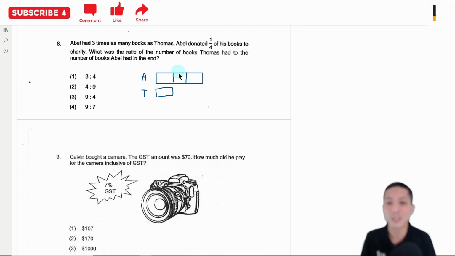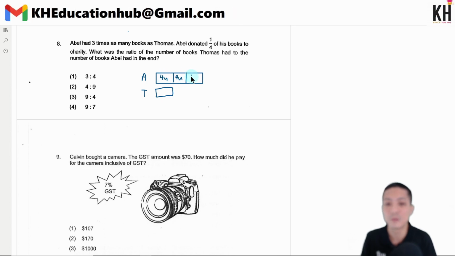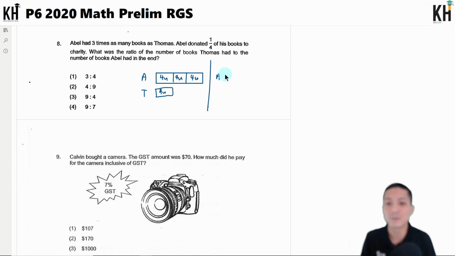So if I'm gonna cut this into a quarter, it's gonna be a bit messy. So what I'm gonna do is I'm gonna change it. I'm supposed to cut it into 4. So instead of cutting it into 4, I'm gonna write a 4 unit, 4 unit, 4 unit inside. Okay, 4 unit. So if you want to convert it, Abel will be equal to 12 unit and Thomas will be equal to 4 unit.